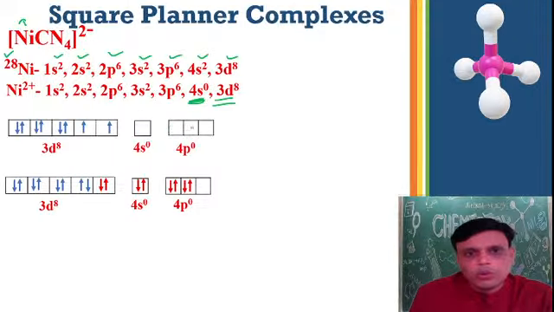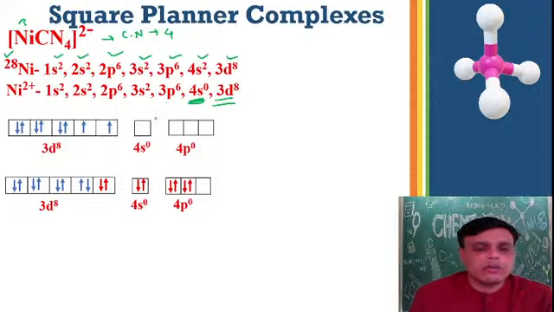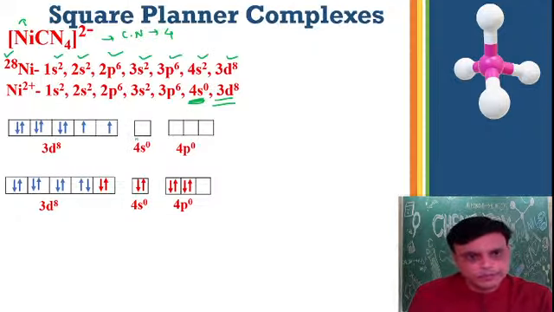1 2 3 4. What is the coordination number? Coordination number is also 4. That means assumption number 3 is satisfied. It has 4 vacant orbitals. ठीक है, now in this case what happens?